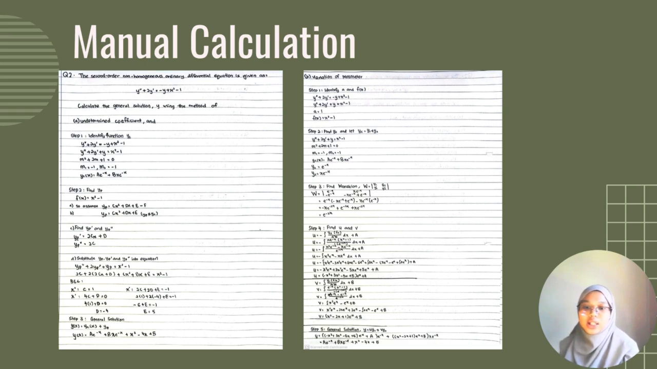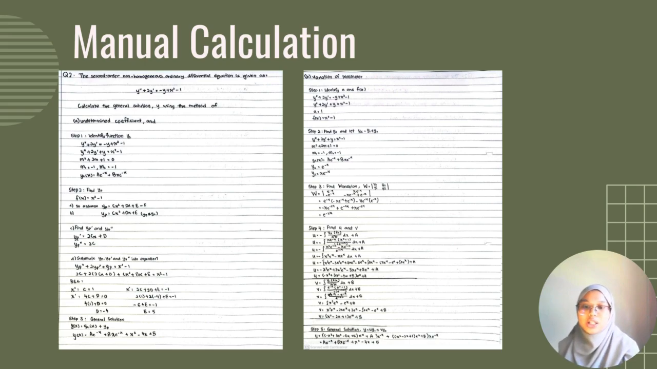So this second step is the same as the first step of undetermined coefficients. We get yc is equal to a e to the power of negative x plus b x e to the power of negative x. So we must separate this equation into y1 and y2. We get y1 is equal to e to the power of negative x, and for y2 we get x e to the power of negative x.